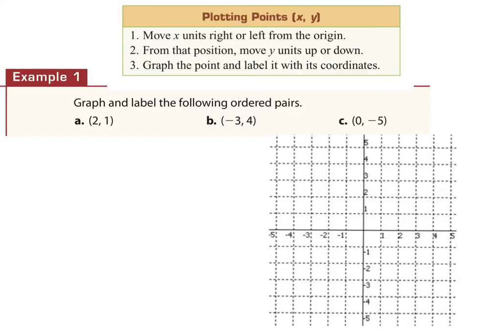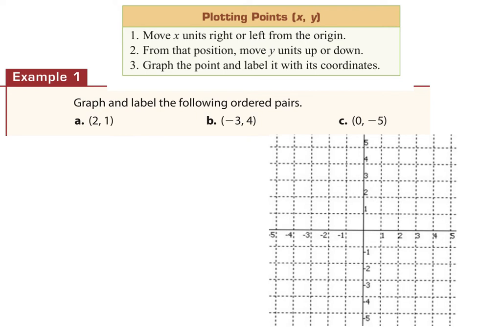All right, so the first thing we're going to do is graphing, and hopefully, like I said, this should all be review. Move x units left or right. From that position, move y units up or down, graph the point, and label it. All right, so you want to make sure that you have a label for your points. You can't just plot them. You need to actually put a capital letter is how you typically label your points.